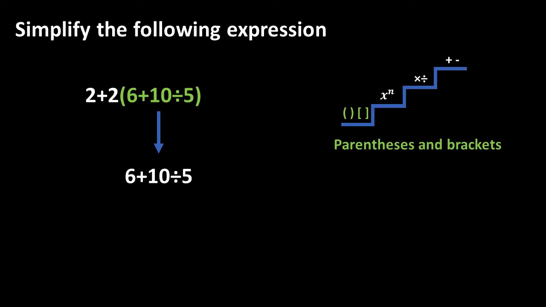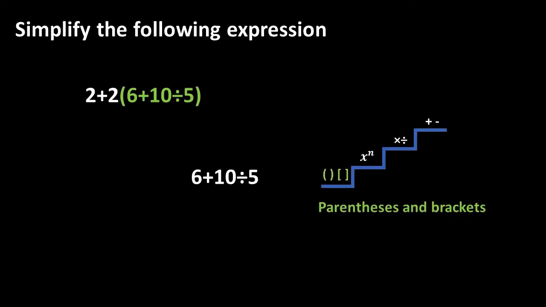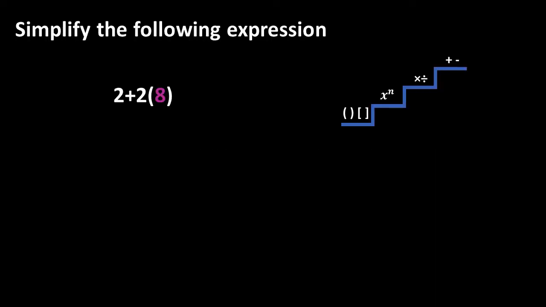Then, simplify this expression using the same steps. Do we have any parentheses? No. Any exponents? No. Multiplication and division, we have 10 divided by 5, which is 2. Then we're left with 6 plus 2, which is 8, and that's your answer. Now, take the answer and plug it back into the main expression. And the main expression now becomes 2 plus 2 multiplied by 8. Now, simplify the main expression using the same steps.